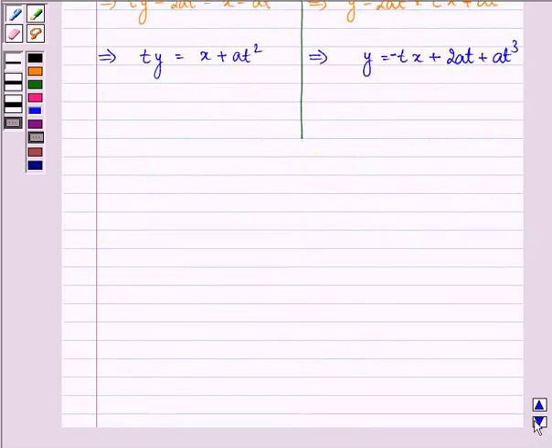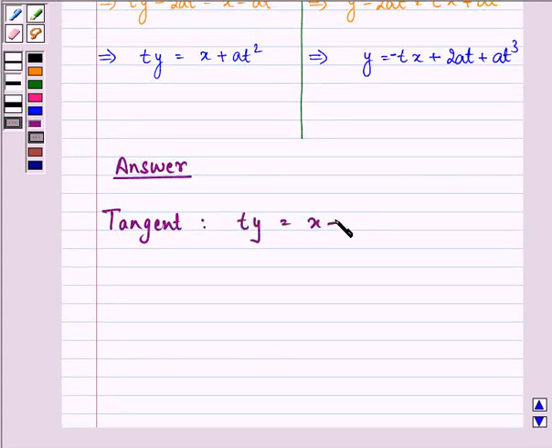So the answer to the given question is: equation of the tangent is ty = x + at², and equation of the normal is y = minus tx + 2at + at³.